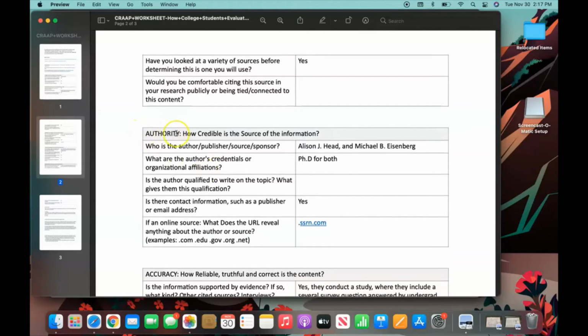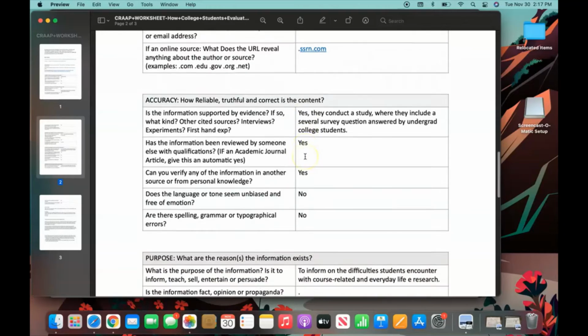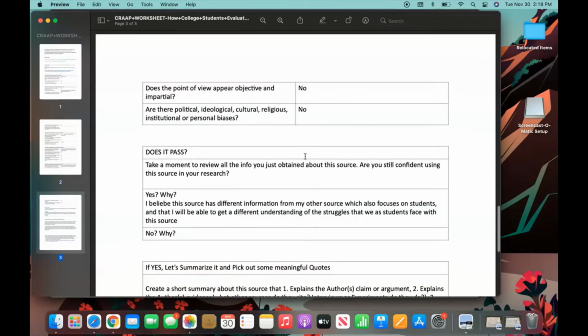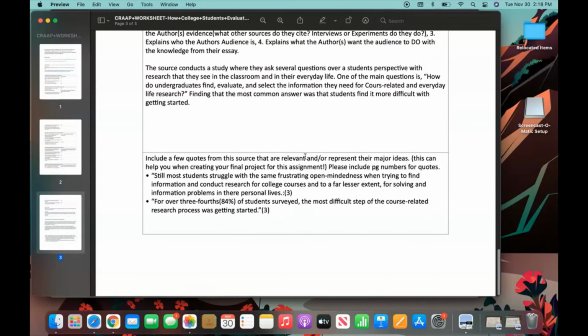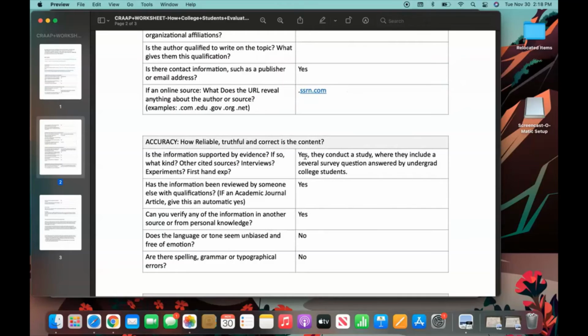It's also asking about the authority. So it focuses on the authors, on what they do, what they have, where it is that they work, and all of that. So we can see the background and see if we are okay with supporting the claims and things that they are saying in their sources. And as you can see, I keep scrolling down. It just asks a lot of questions and helps you realize if your source is actually the one for you or if you should go back and find another one.